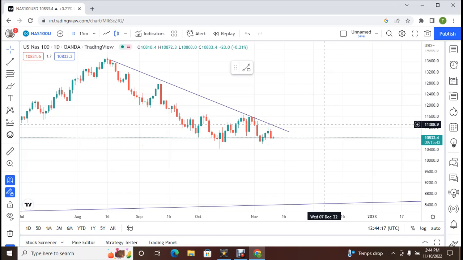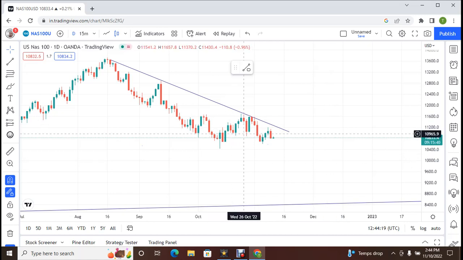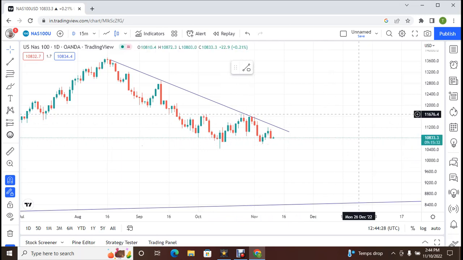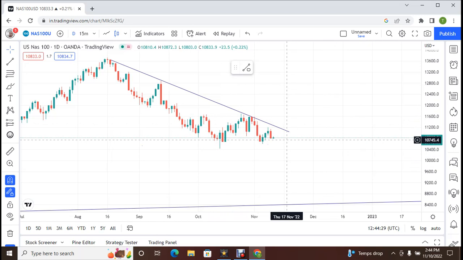Don't hold your trade until the US session. When the time for the US session arrives, you must have closed your trades. So if you understand what I'm saying, you must have closed your trades.